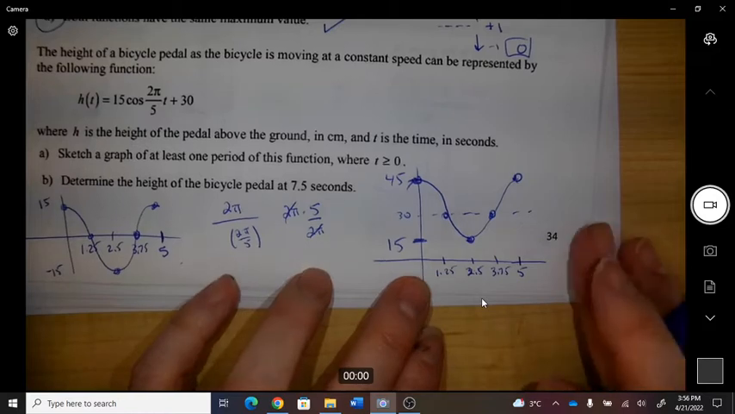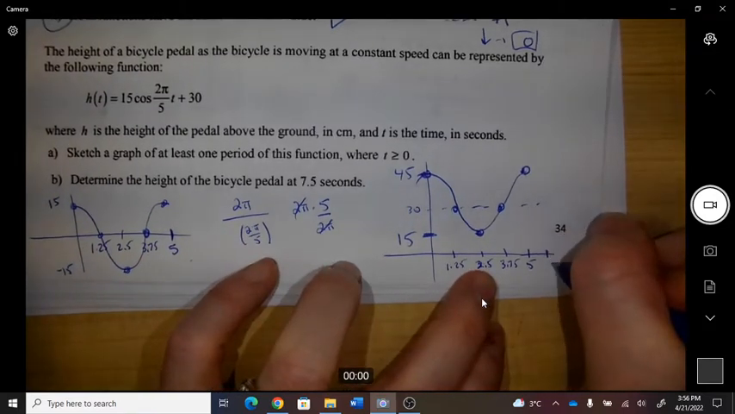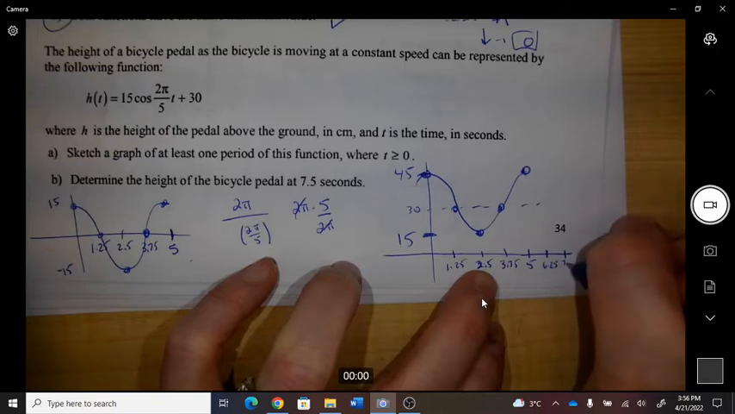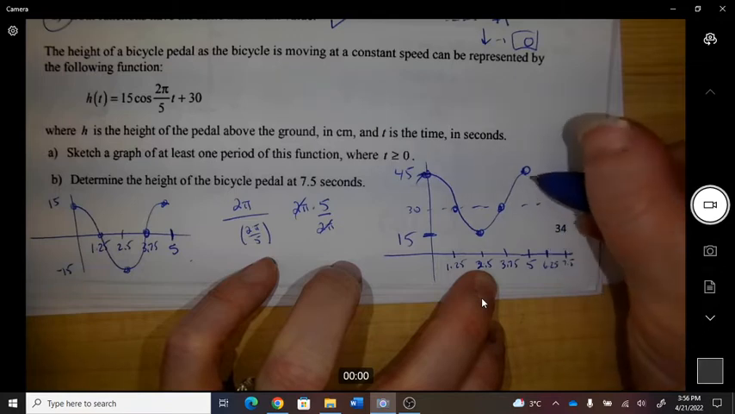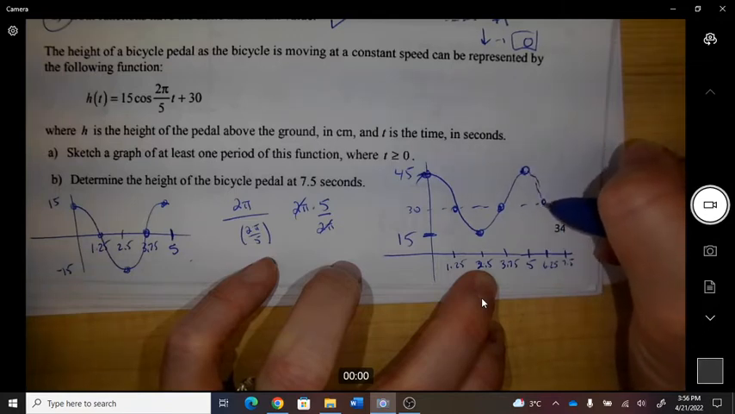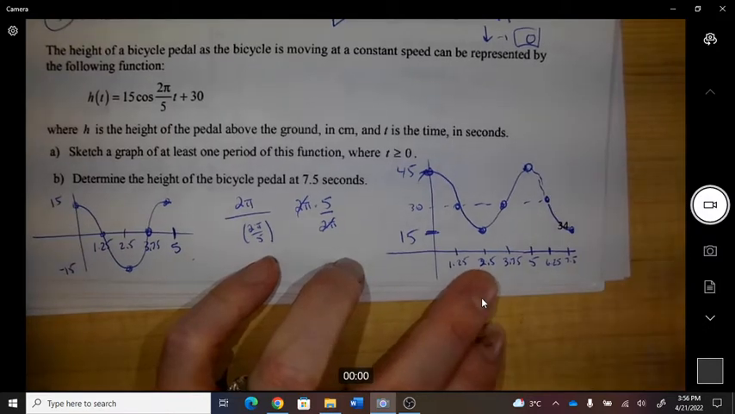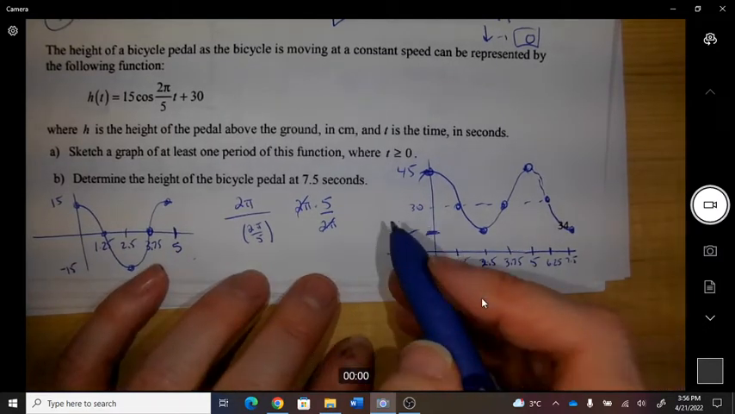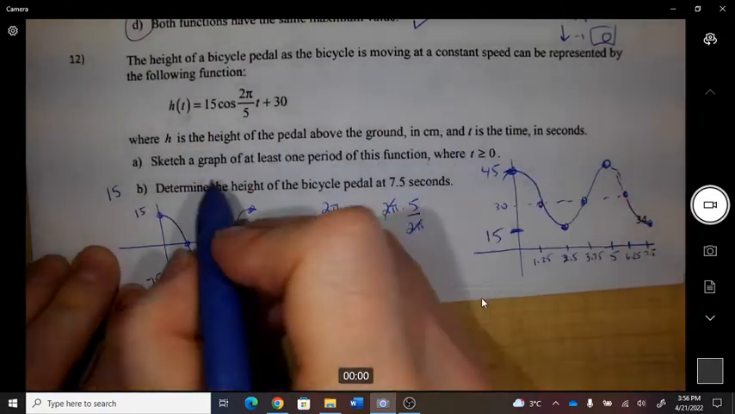So I want to know at 7.5 seconds. So if I keep going here, the next would be 6.25, and then the next one would be 7.5. So therefore, if I continue the pattern, this would be a middle, and then 7.5 would be a low, and the low height is 15. And what am I in centimeters?